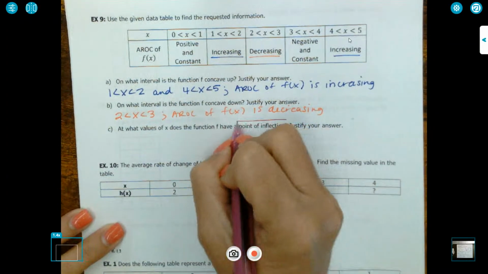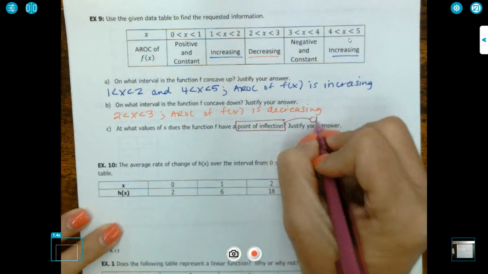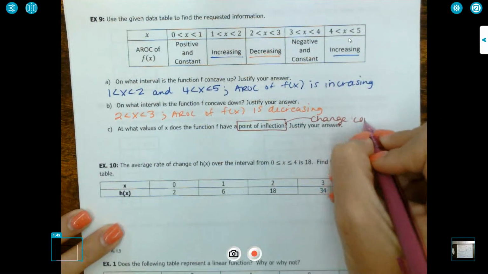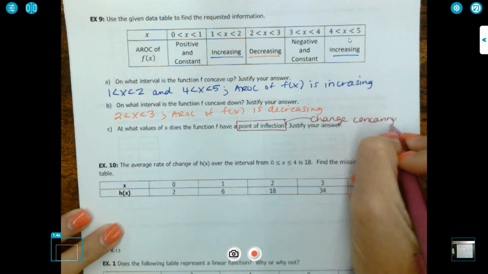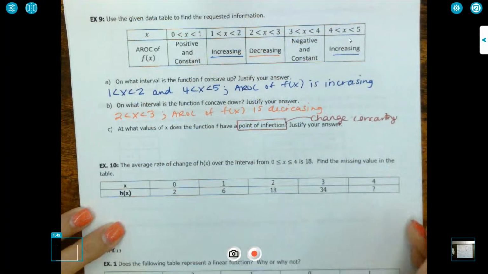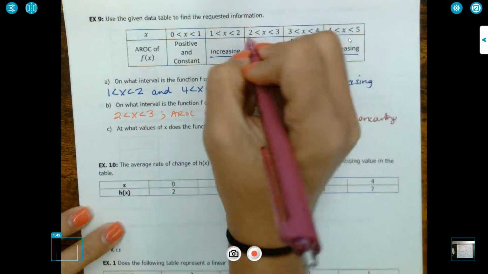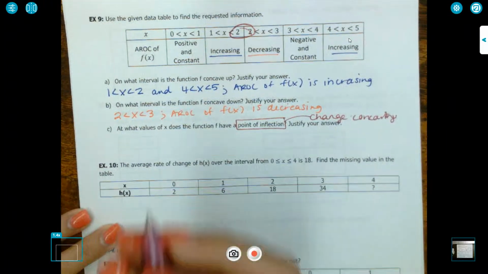Points of inflection are where we change concavity. Well, changing concavity changes from increasing to decreasing, and that only happens right here at 2.